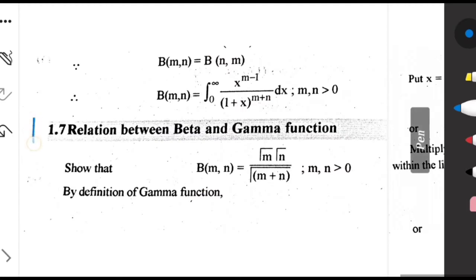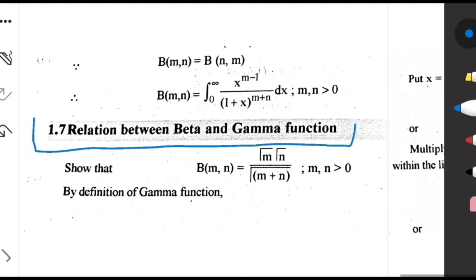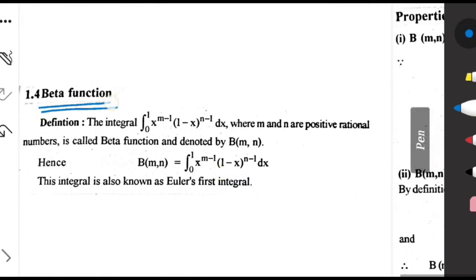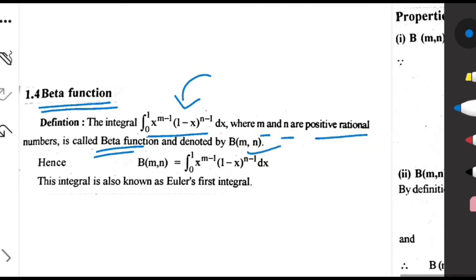In today's video, we will discuss the relation between beta and gamma function, and we will start from the definition of beta function. The integral from 0 to 1 of x to the power m minus 1 and (1 minus x) to the power n minus 1. Basically this is a beta function and we denote it by B(m,n), where m and n are positive rational numbers. So we can write it as this.